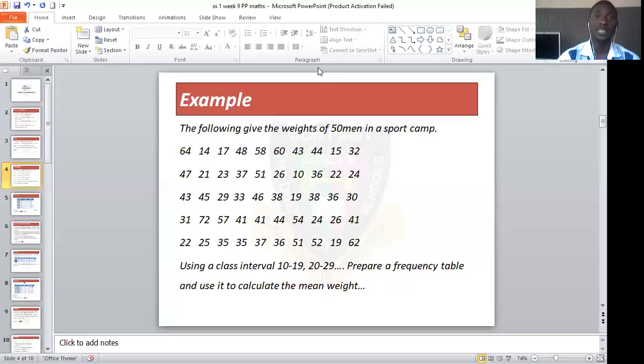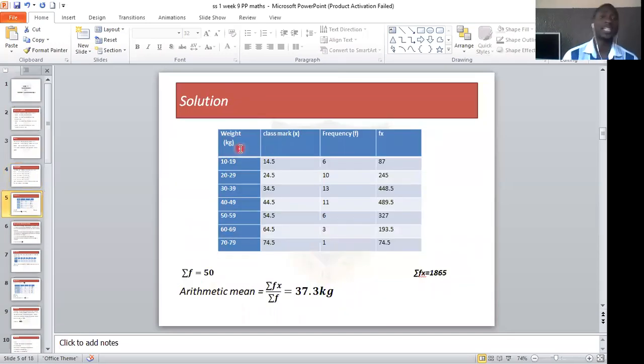That is, calculate the mean. So you prepare a frequency table. I told you earlier that the only difference is that you have to add your class mark, which is the median of the classes. Now we have 10 to 19, 20 to 29, down to 70 to 79. Though the highest number there is 72, you have to follow the class width, which has to be a 10 difference.